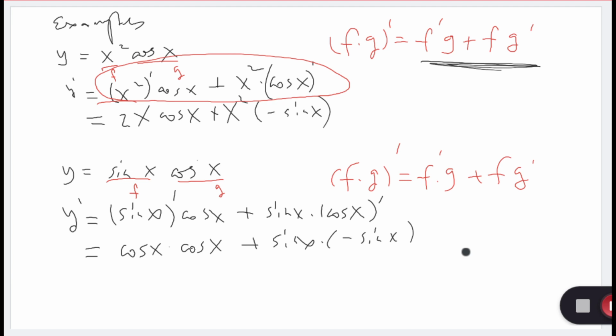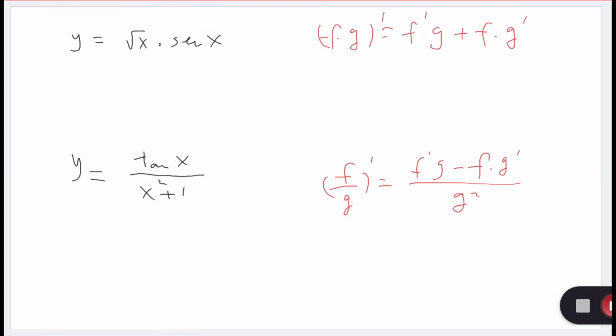You don't have to simplify. But if it's not much trouble, it's always better to simplify. Okay, so this is better. This is acceptable. Okay, let's see more examples.